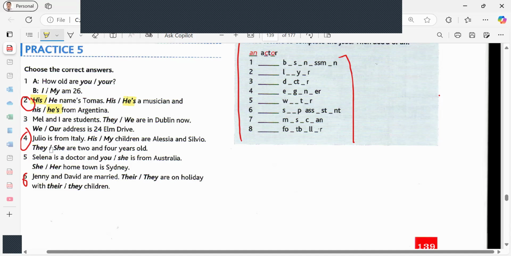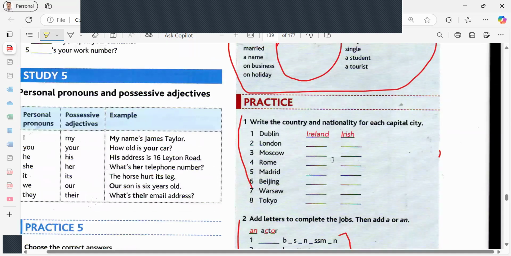What about 4? His children are. Yes, his children. Great. They are 2 and 4 years old. The last one, Jenny and David. They are on holiday with their children. Exactly. Well done. Perfect.